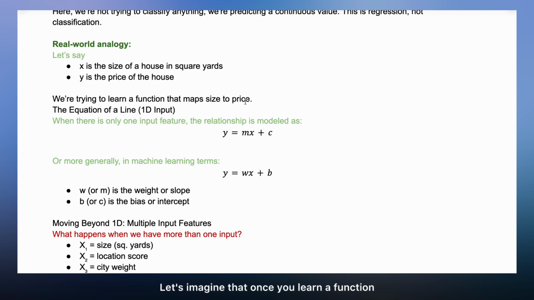Let's imagine that once you learn a function, you can deploy a broker, right? A broker who will answer what is the price of the house given the size of the house. The broker will get a random call, and will be asked to predict the size of the house, sorry, the price of the house, right? So that means y, right? The predicted y is also denoted by y hat. We will see this in the upcoming lecture.